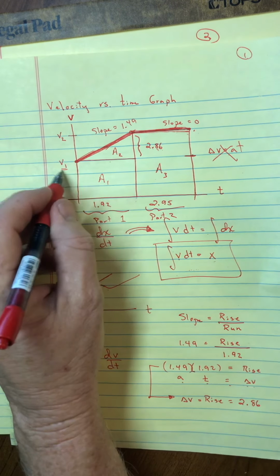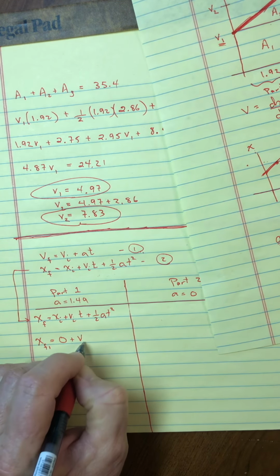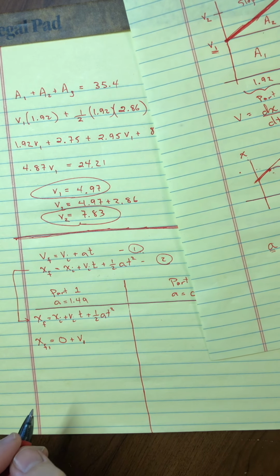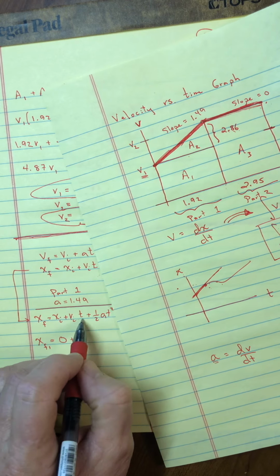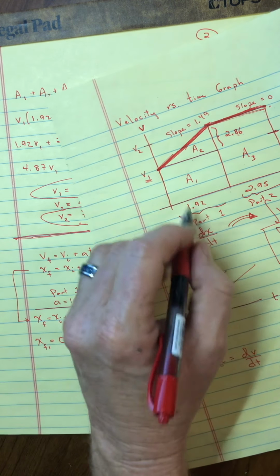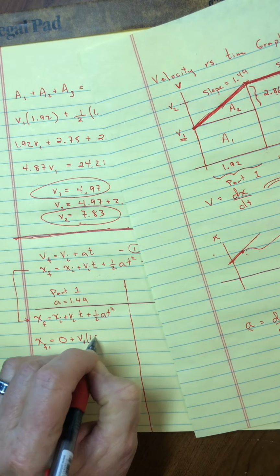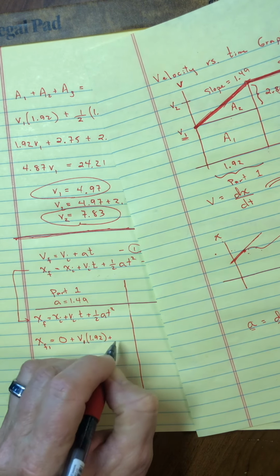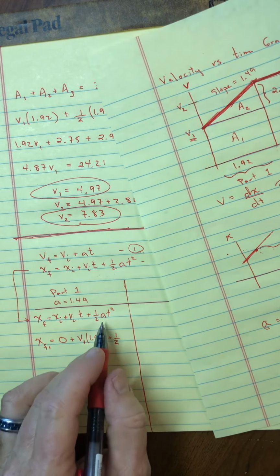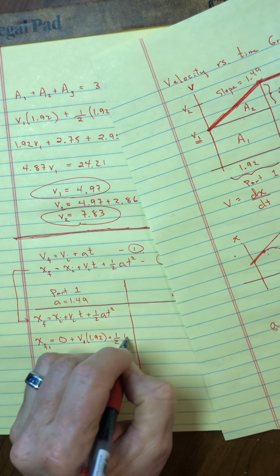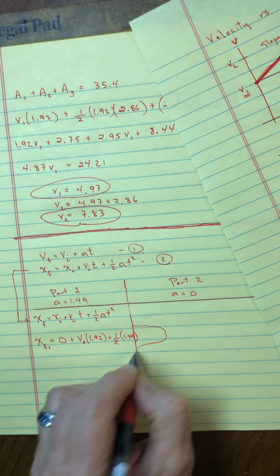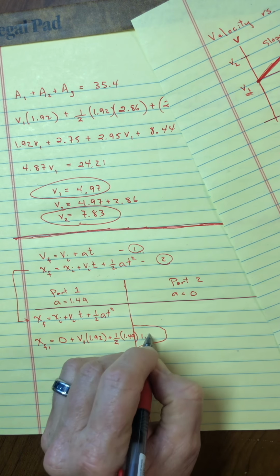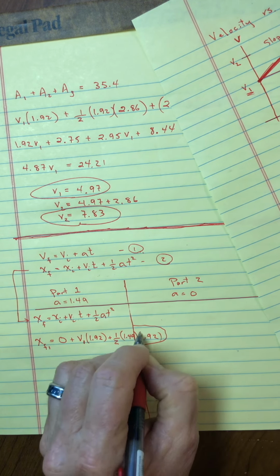Her starting speed is the V1. They made that very clear. And they also made it very clear that she does this starting speed for a time of 1.92 seconds. And of course, they also make it very clear that her acceleration is 1.49. Didn't give myself enough room for the 1.92 seconds squared.